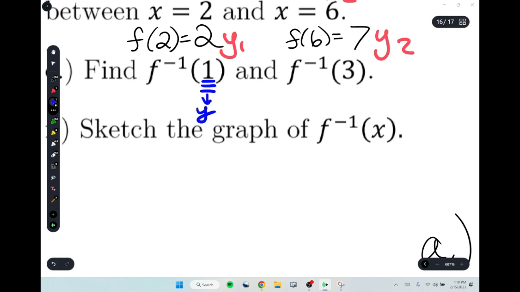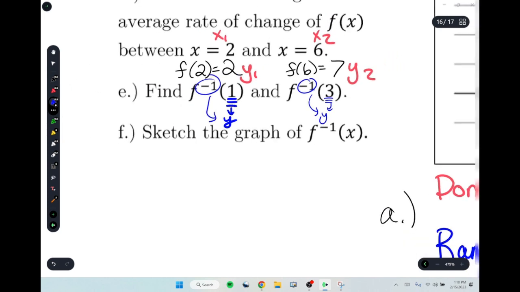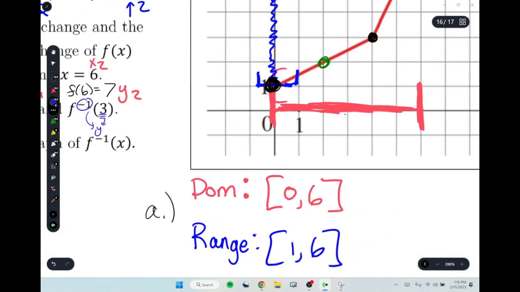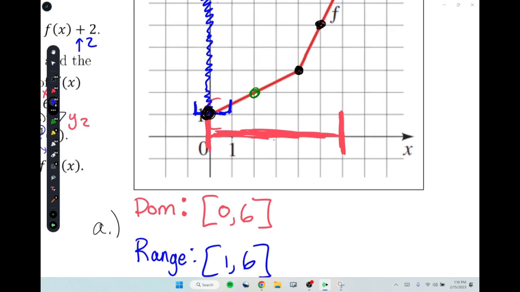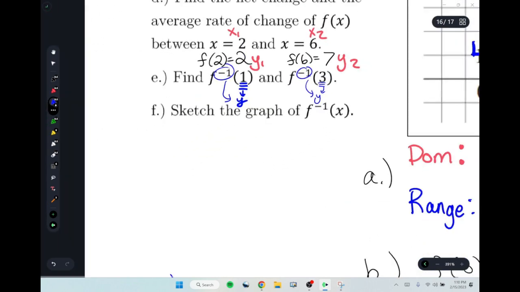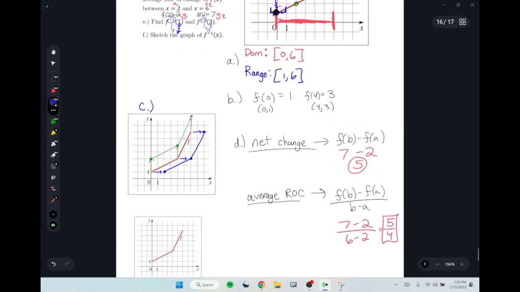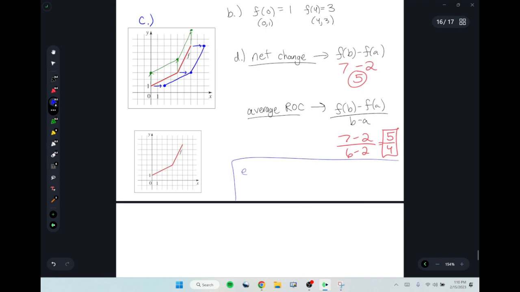It's your y now. If x is usually inside, because we're doing the inverse, that's your y value. Because with inverses, you switch x and y. 1 is your y value. So where is the y value 1? 0. There's your answer. Don't overthink it. F inverse of 1 is 0, because we switched x and y.